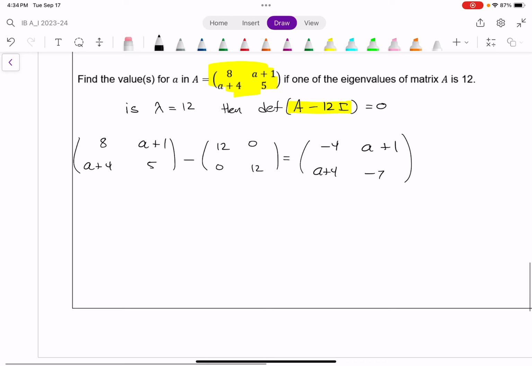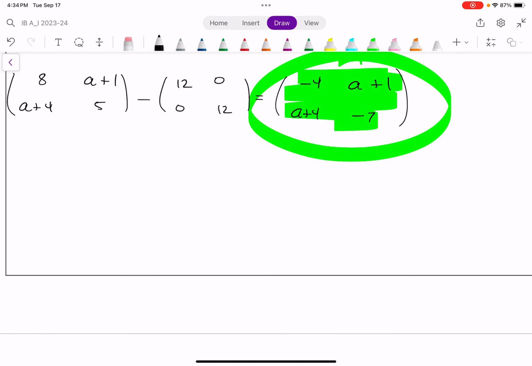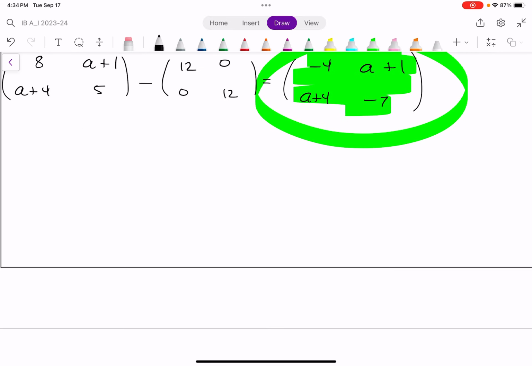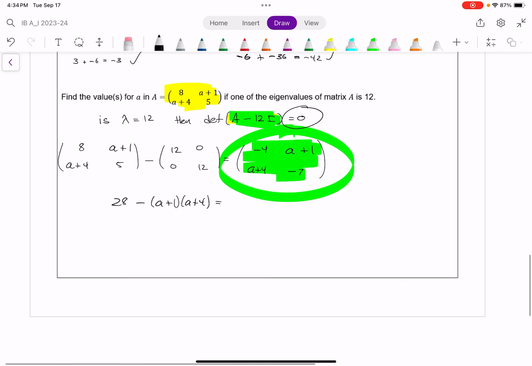So this here is this here. And I know that the determinant of that must equal 0. That's the definition of what an eigenvalue is. So let's look at the determinant of this. The determinant of this is negative 4 times negative 7, so 28, minus a plus 1 times a plus 4. That's the determinant. And again, if it's an eigenvalue, that must come to 0.